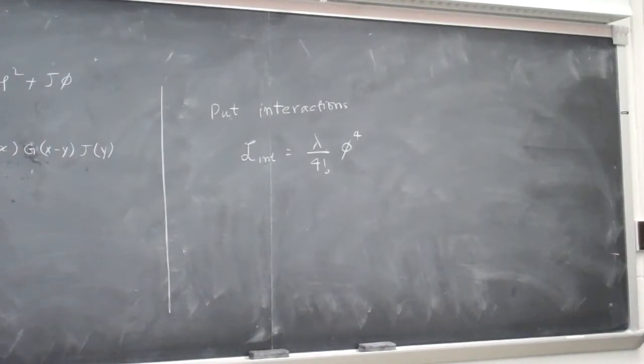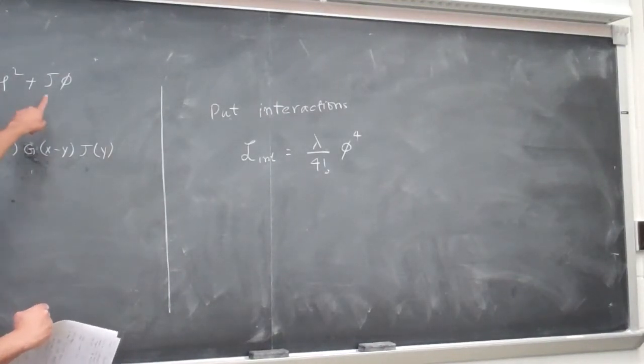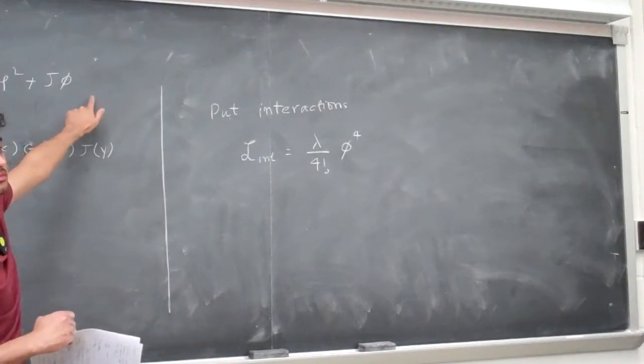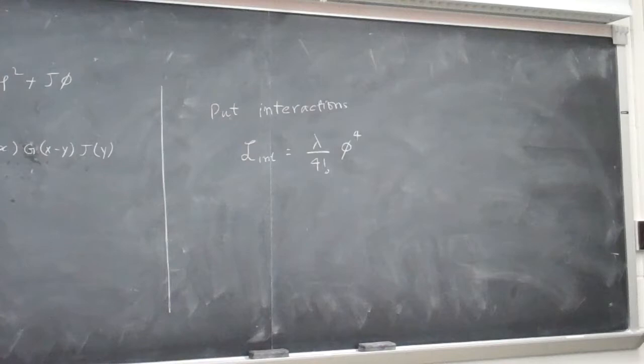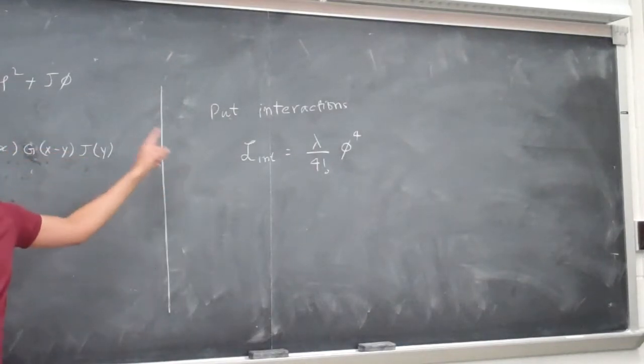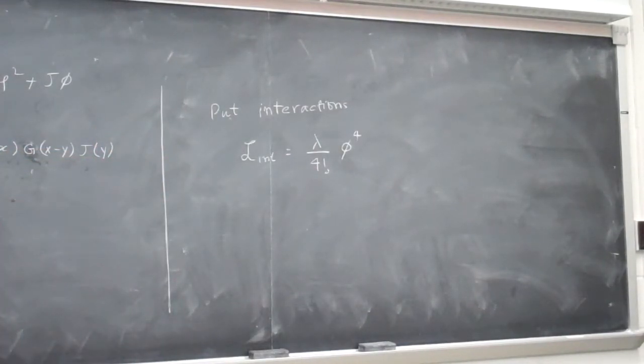So now when you have an interaction, here you will have a term plus i lambda over 4 factorial phi to the 4th, right? You're supposed to consider the full action. So the full action is the integral d4x of the full Lagrangian. So the interaction will go there. Lambda is our small parameter. We are doing a perturbative expansion in the small parameter lambda.